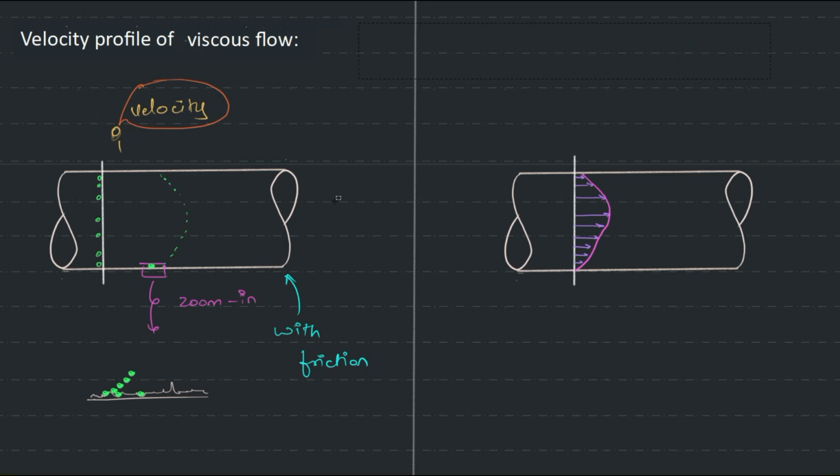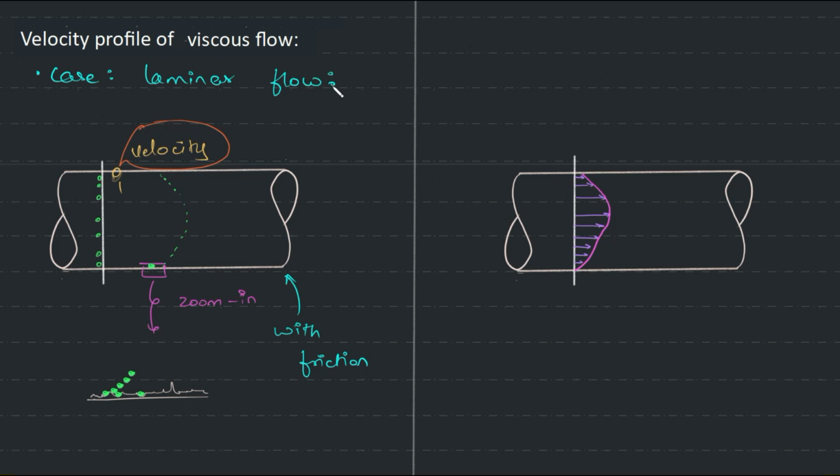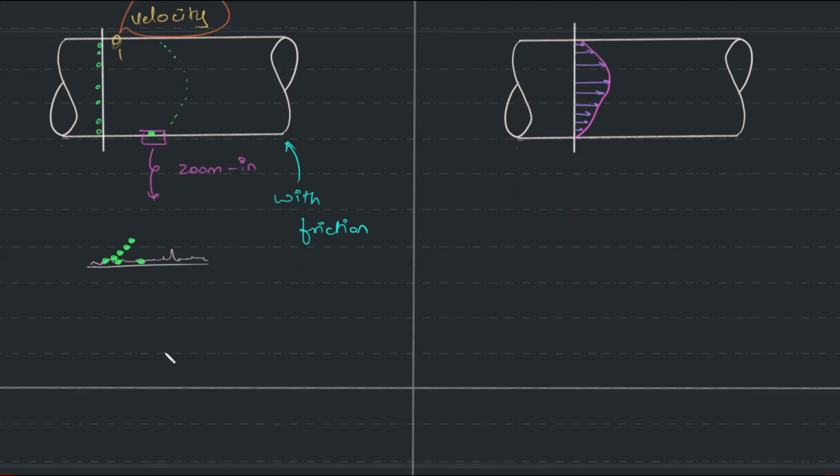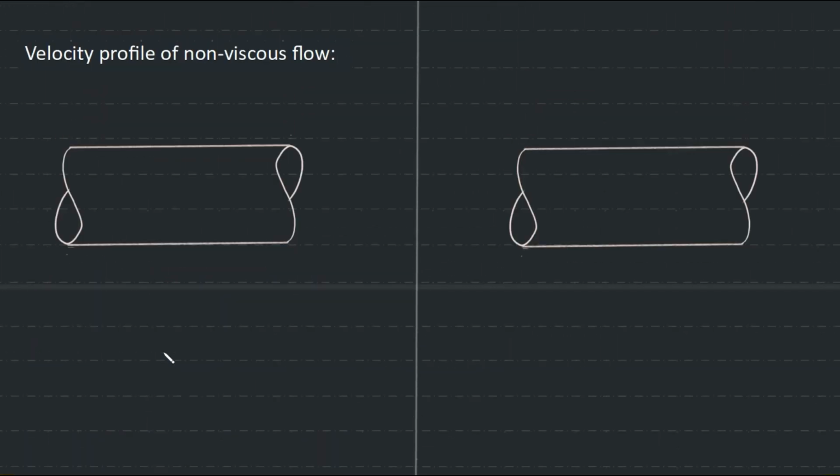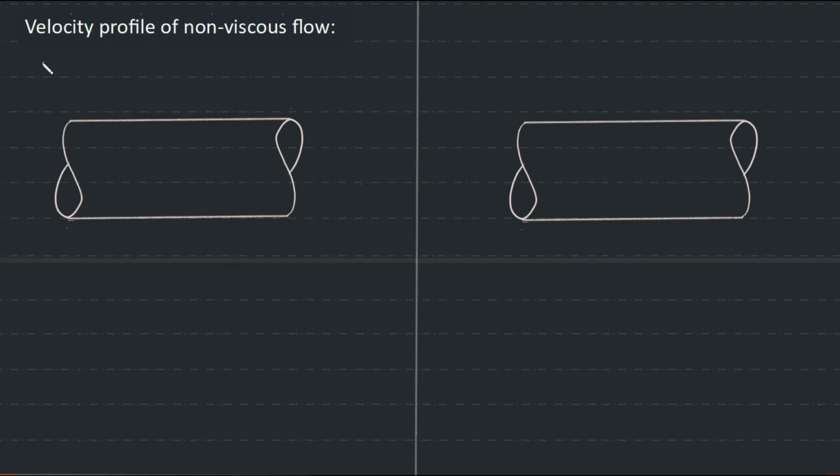Let me streamline this a bit. Discussion has to be proper. This you guys already know, we have already discussed. Say we enter and we ask. So this is a case of laminar flow. In case of turbulent flow, I'll make space for that as well. We'll see what happens. So we have case of laminar flow.